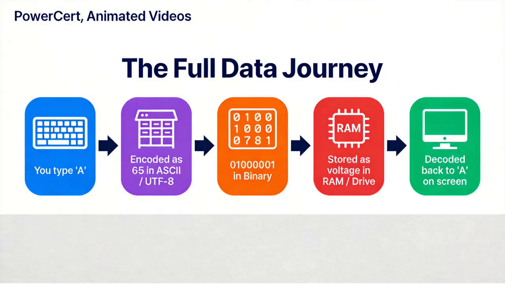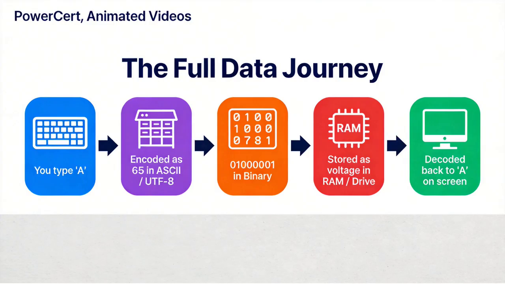Let's bring it all together with a quick journey. You type the letter A on your keyboard. Your computer encodes it as the number 65, using ASCII or UTF-8. That 65 becomes the binary number 01000001. That binary pattern is stored in your computer's memory as tiny electrical signals, transistors switching on and off.